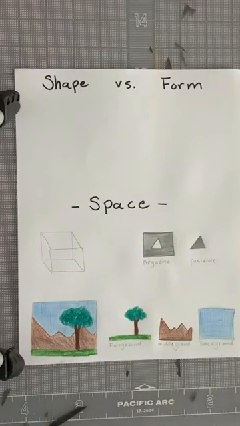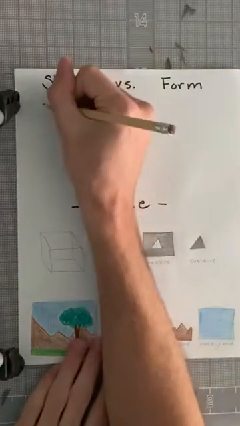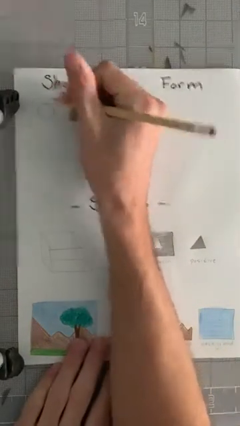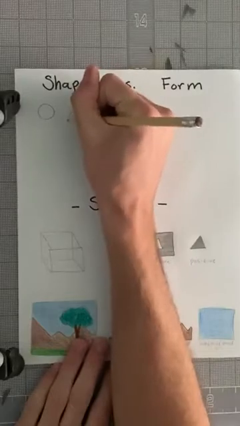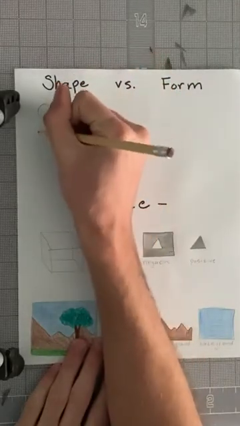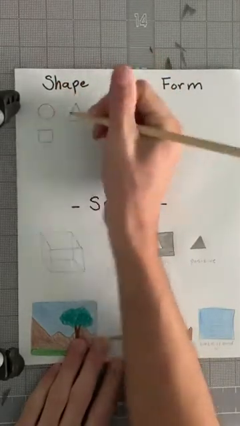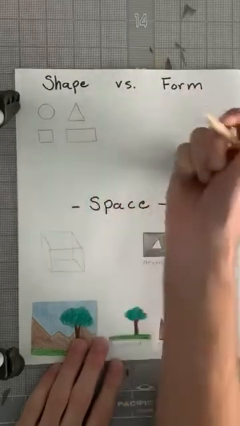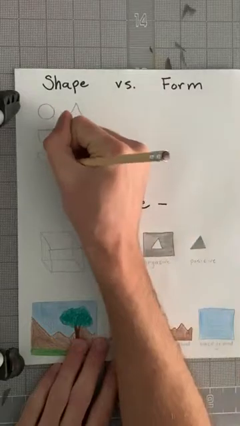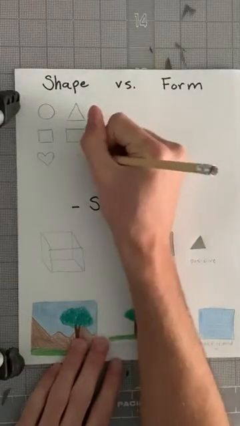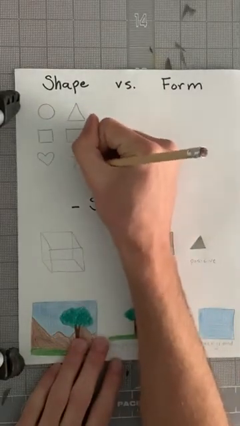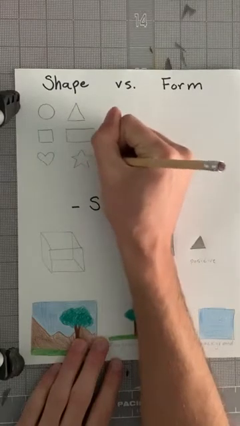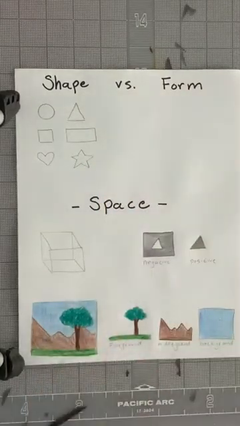Now we are all familiar with our shapes. We know that there are circles. We know that there are triangles, squares, rectangles, hearts, and even stars. Those are all examples of shapes.